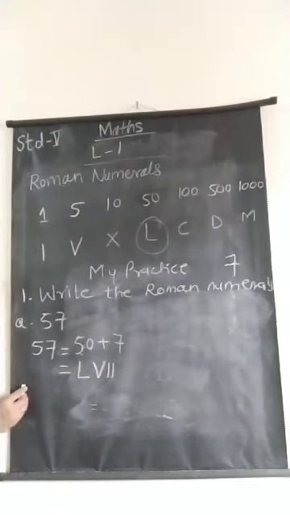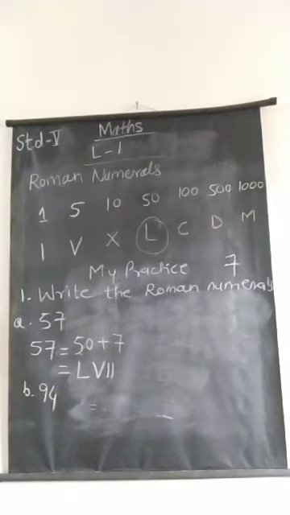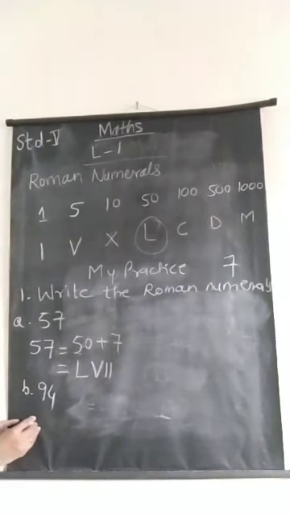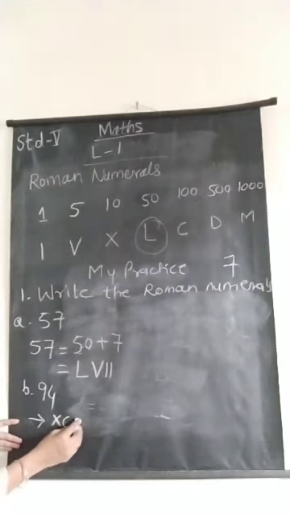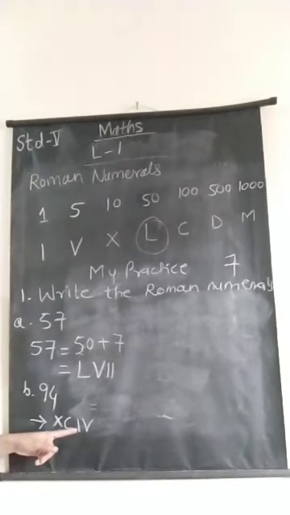Now let's take one more example, B. It is 94. And 94 is written as 100 minus 6. Yes or not? So in Roman numerals it is written as XCIV. Okay, C is written for 100, X is for 10, and IV is for 4. That means 100 minus 10 plus 4. So XCIV.